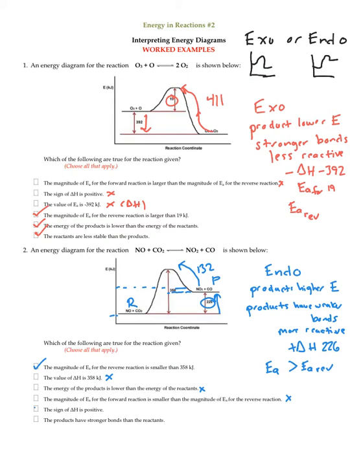The delta H is positive. Again, that's true of every endothermic reaction. And the products have stronger bonds. Again, if the products are higher in energy, that means they have weaker bonds. They're not as stable. Strong bonds make something stable, lower in energy. All right, so that one takes a little bit of effort to think through what you read in the choices. So take your time, make sure that you understand each statement. If you have any questions, feel free to reach out to me by email.